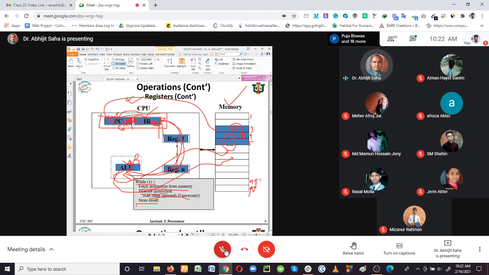If it is operation number C, then the instruction goes to the ALU. Do you understand how it is actually happening? One by one, instructions come from memory, and the execution happens by using different sets of registers. Do you understand?